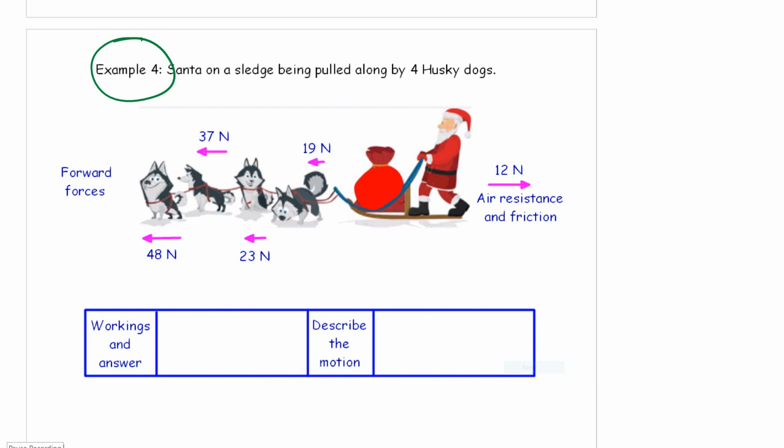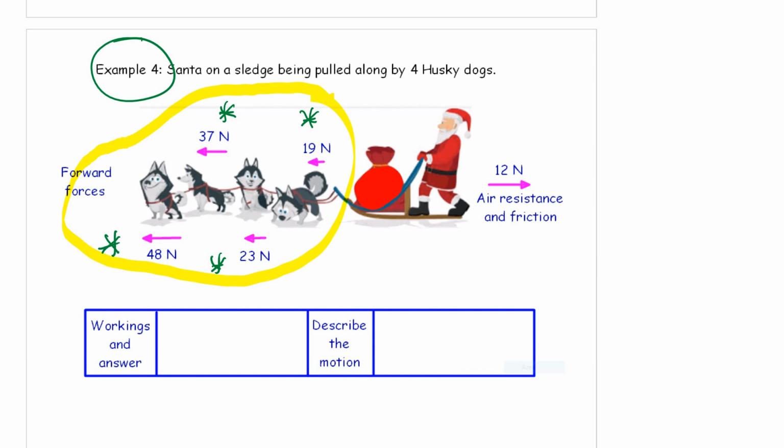Now, I do like this example. We've got Santa on a sledge being pulled along by 4 huskies. And let's have a look at the forward forces. We've got 4 huskies. 1, 2, 3, 4. Each pulling with a different forward force. To work out the total forward force, we add up all those forces.